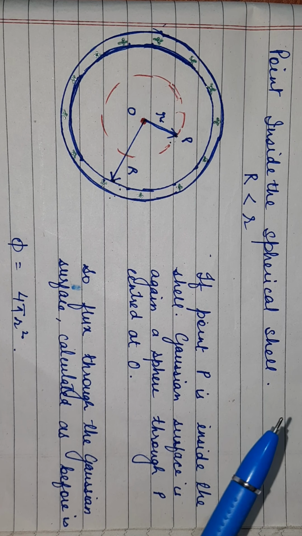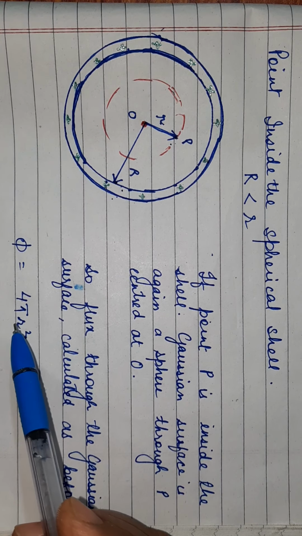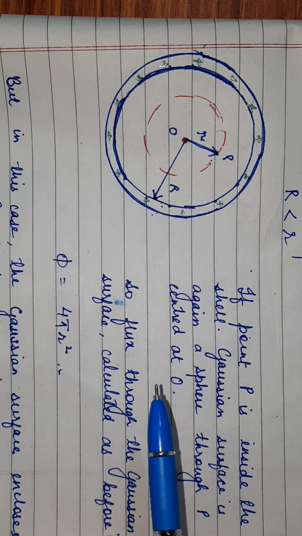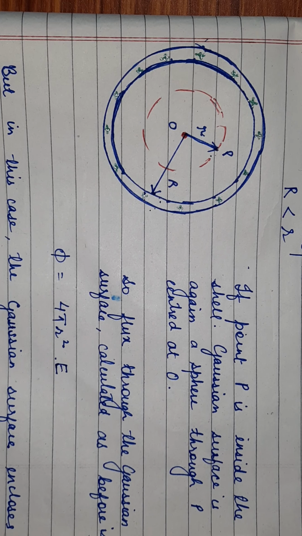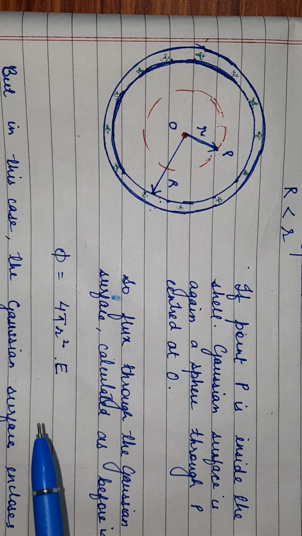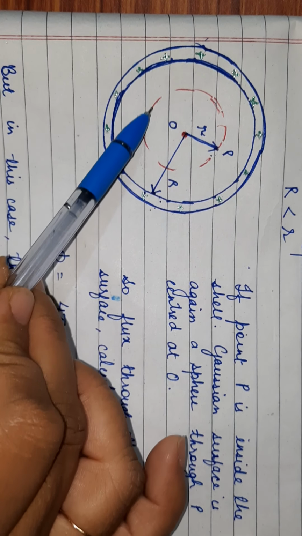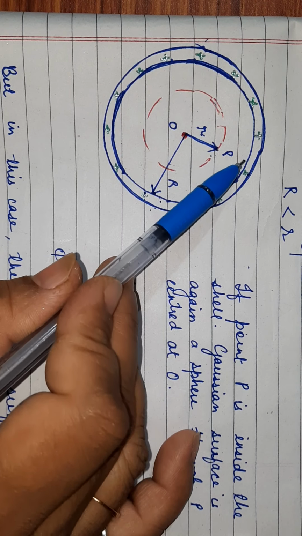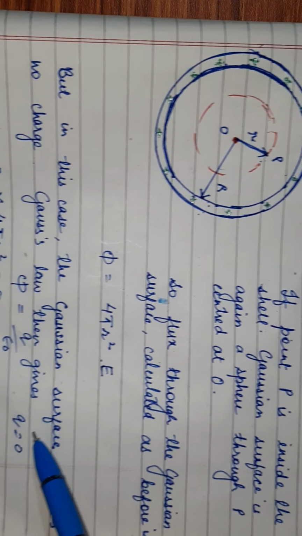So flux through the Gaussian surface, as we calculated earlier, is 4 pi r square into E. But in this case, we all know that the Gaussian surface encloses no charge. Within this Gaussian surface, we have no charge. The charges are only lying on the surface of the spherical shell. So Q is 0.